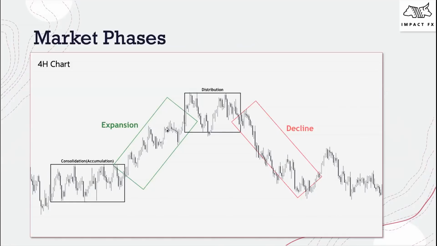Okay, so this is an example on a 4-hour chart of the market phases. You have your consolidation phase, which typically happens after an expansion or distribution phase. Now, distribution looks very similar to accumulation, however you get a few more liquidity sweeps in distribution. And what these areas are, you guys, is that they're typically formed off bigger moves.